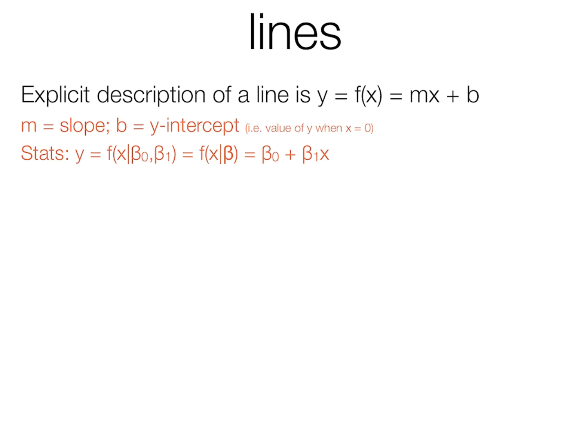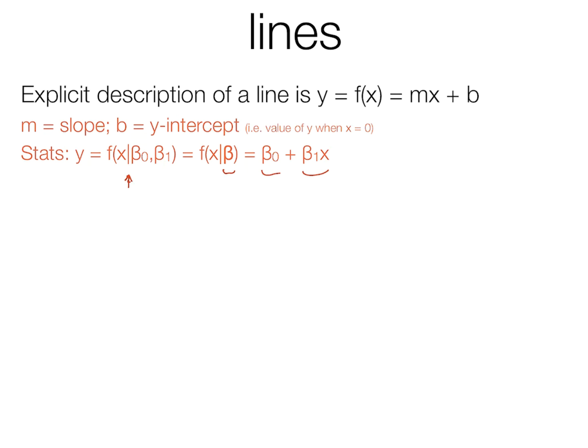In statistics, we almost always write this like this. We'll write this as y equals f of x, given beta naught, beta 1, or sometimes we'll lump the beta naught and beta 1 together as just this kind of bold-faced beta. And you have beta naught plus beta 1x, okay?